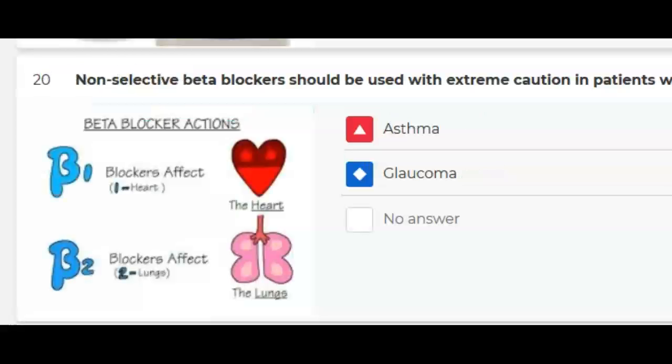Are non-selective beta blockers used with extreme caution in patients with asthma or glaucoma? We're worried about patients with asthma who are taking non-selective beta blockers, because again, it's affecting that beta-2 receptor, right? And so if that's blocked, it's going to lead to bronchoconstriction, which can be problematic for the patient.